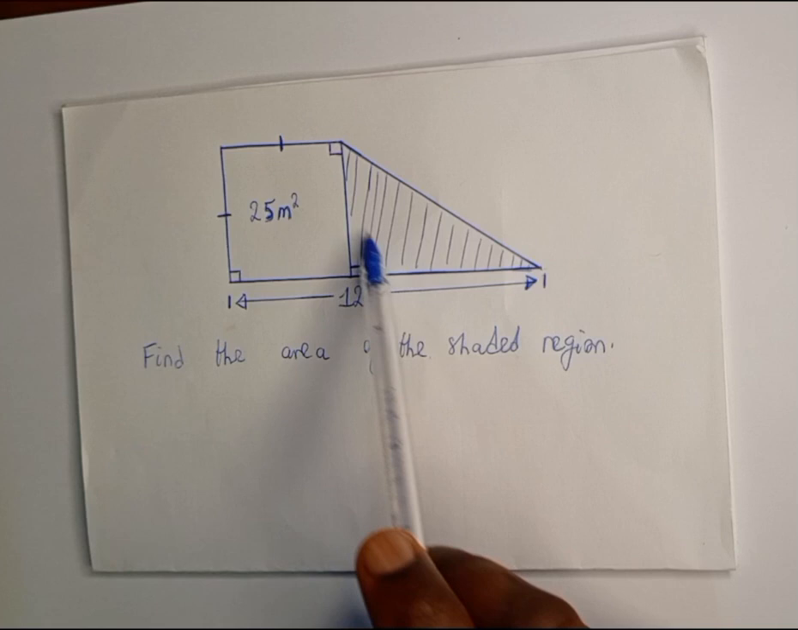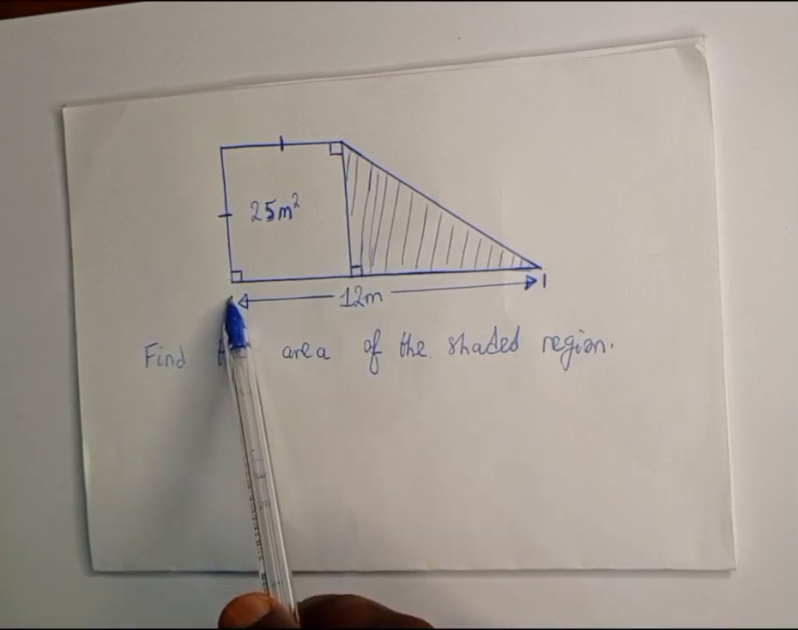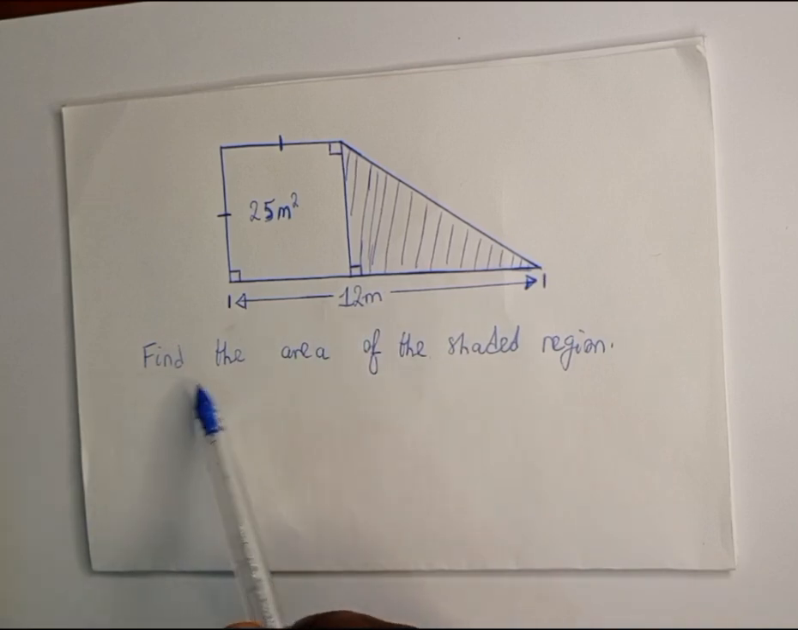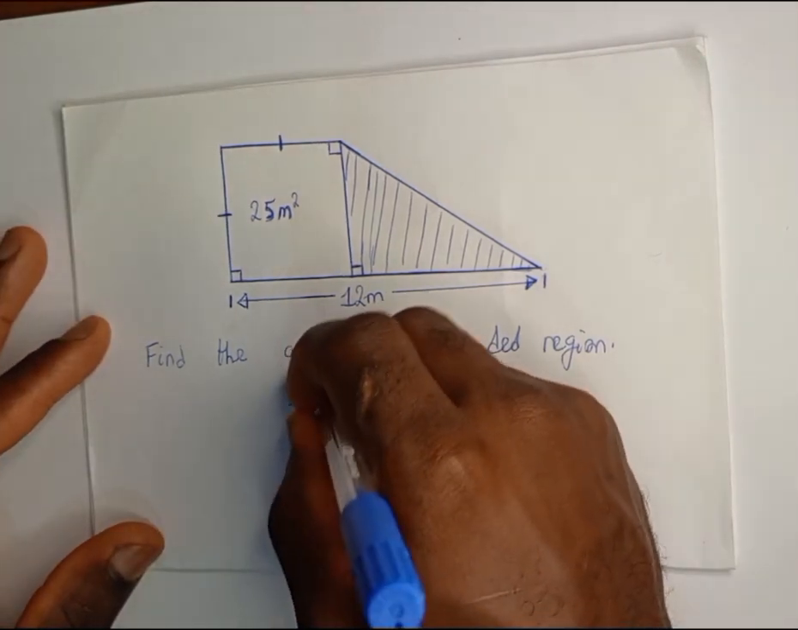This is a triangle, a right angle triangle. The length from here to here is 12 meters. We are to find the area of the shaded region. We take solution.